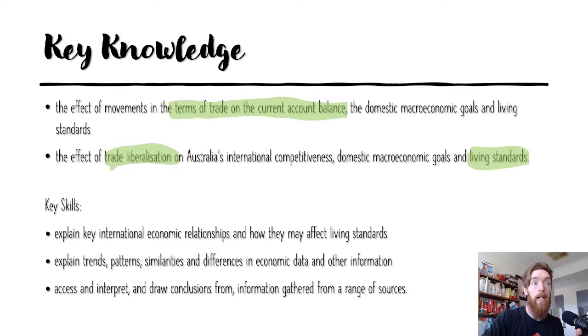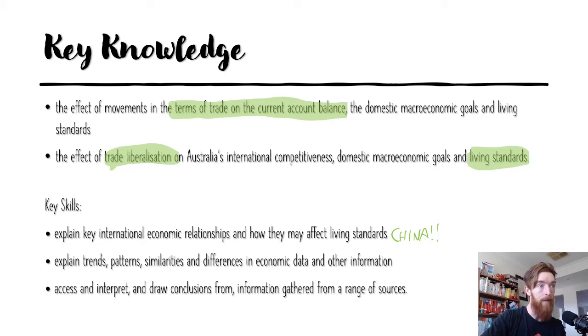So the key skills that line up with that is how to explain key international economic relationships and how that may affect living standards. If we're looking at that right now, that's going to be like China in all caps, just like the things they are doing and how that affects us. Then the usual explain trends, patterns, similarities, and differences in economic data and information, as well as access and interpret, draw conclusions from information gathered from a range of sources. So hopefully that means that you are bringing to your answers some things you know from the wider world, which hopefully you are paying attention to, as the world is a big dumpster fire of a mess.